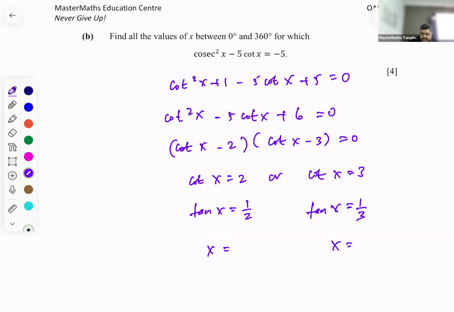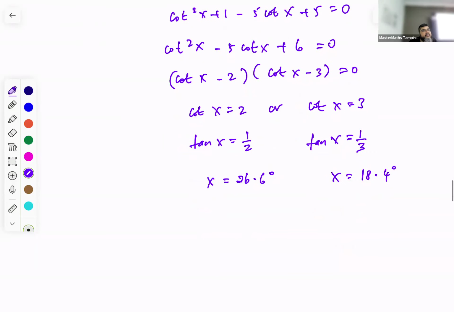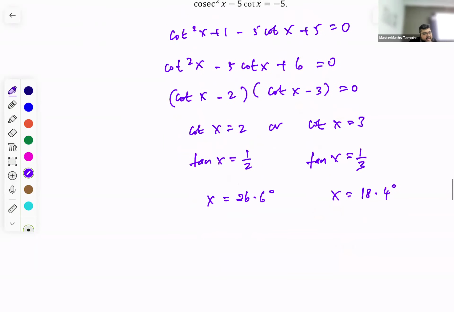Eighteen point four. Tangent x equals 1 over 3, so 18.4. Let's put it to one decimal place. Then the other one? 26.6. Okay, 26.6. So these are the two alpha. We are not done yet.